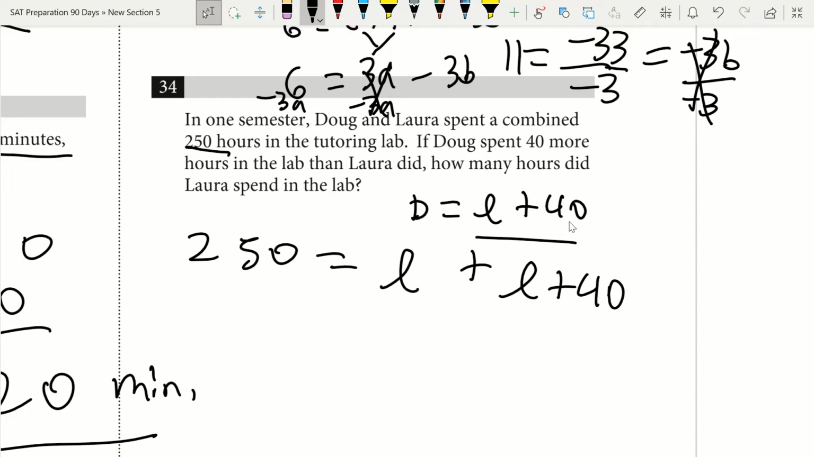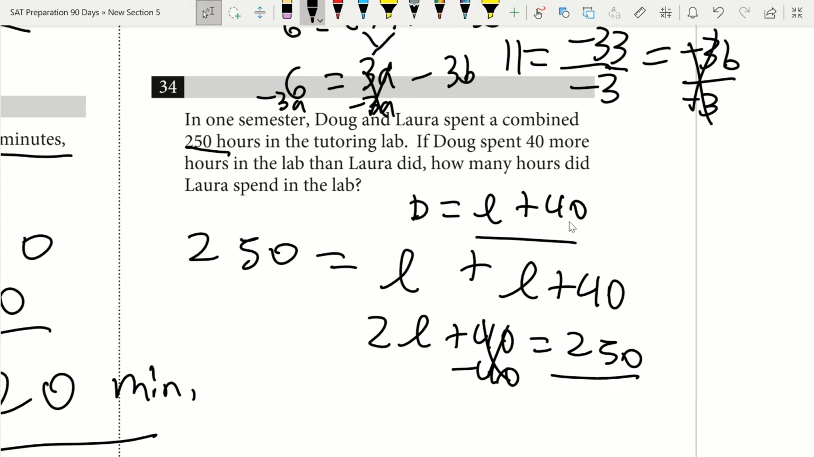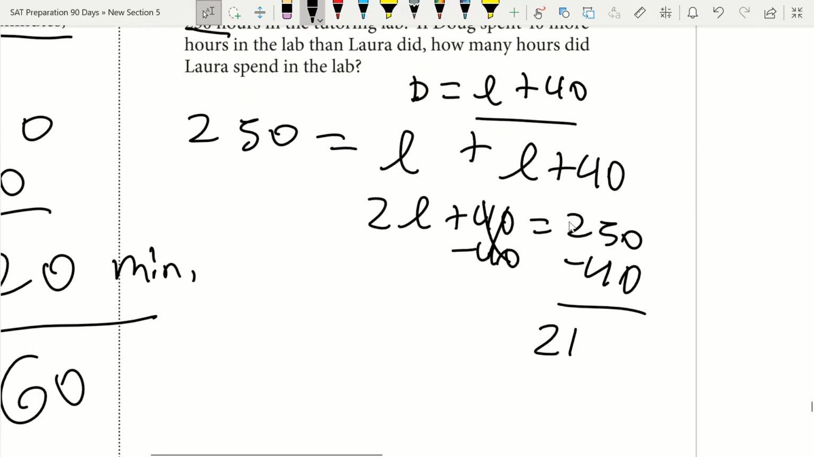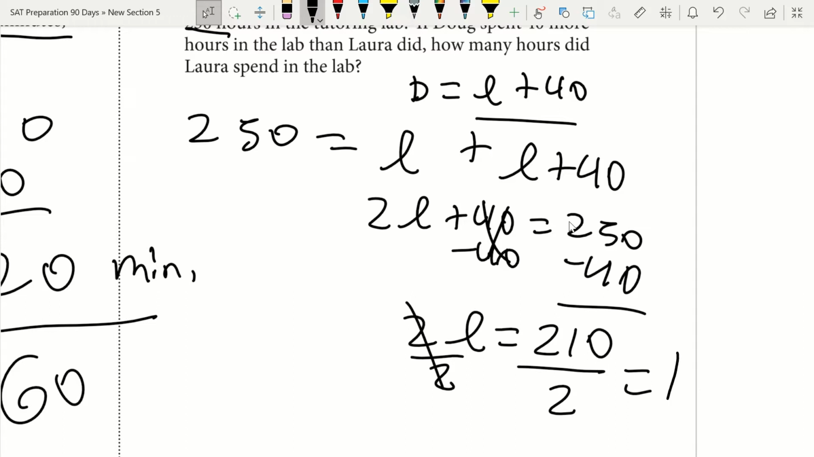We see that that's going to mean we're going to have L plus L, which is 2L, plus that 40, has to equal that 250. We subtract 40 from each side to isolate that 2L. 250 minus 40 is going to give me 210. So now I got 210 equals 2L. I'm going to divide each side by 2 and solve for Laura's hours. 210 over 2 gives me 105. So my answer there is going to be 105, the number of hours that Laura tutored.